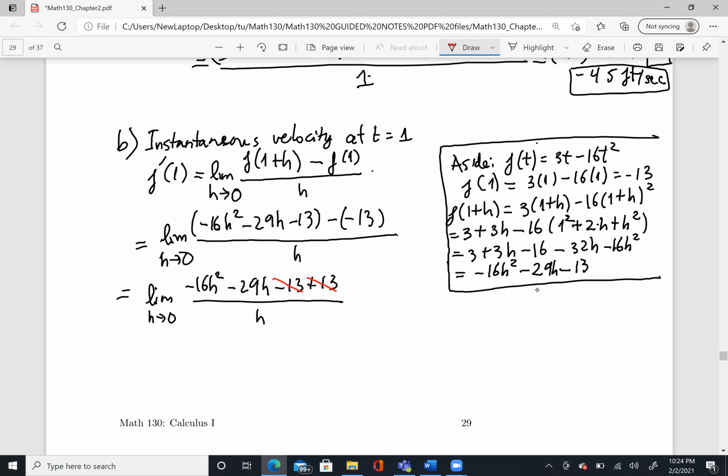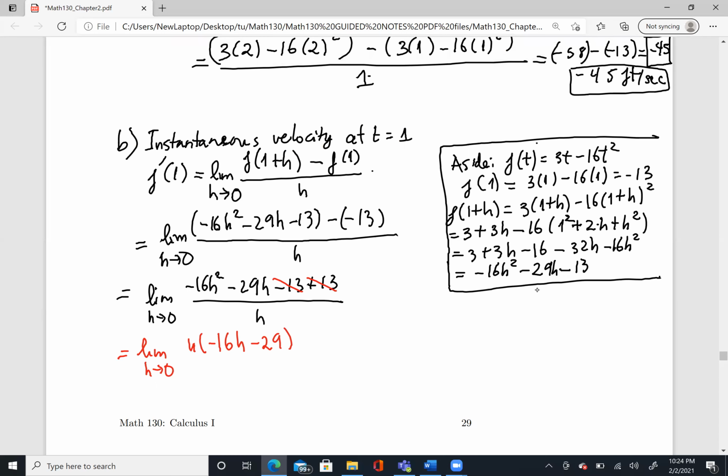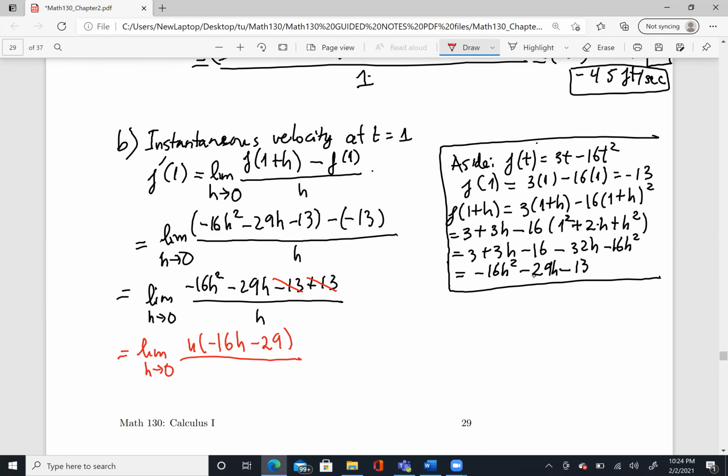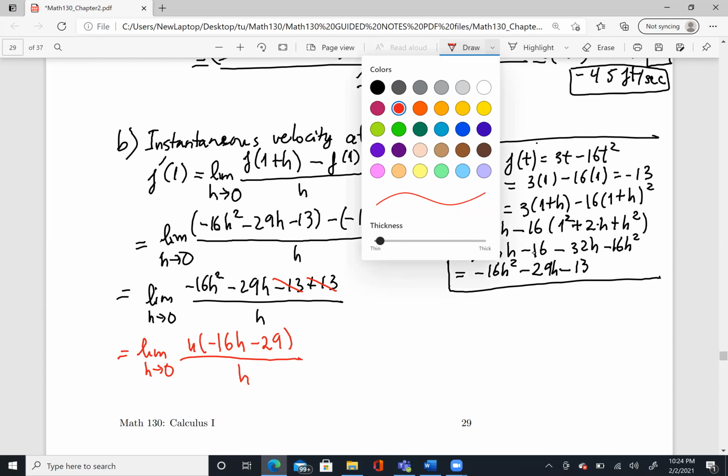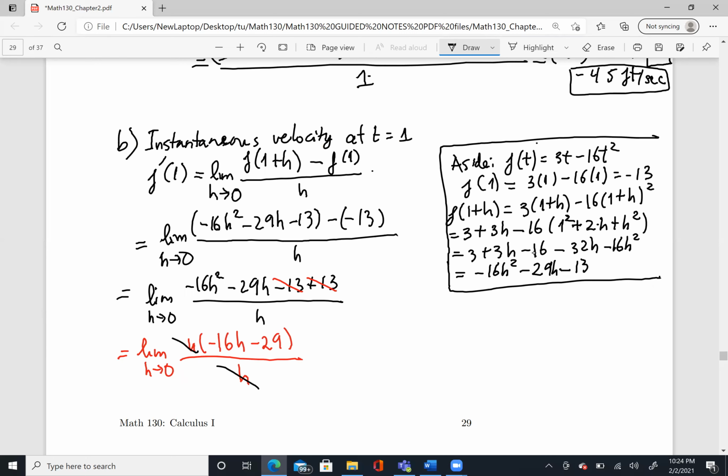So you're going to have limit of h going to 0 for h, factor out, and then negative 16h minus 29. I just need to factor out the h because I want to cancel the h at the bottom. Someone might factor the negative 1 also, but I say no, you don't have to do that, because you just want to cancel the h at the bottom here with the common factor.